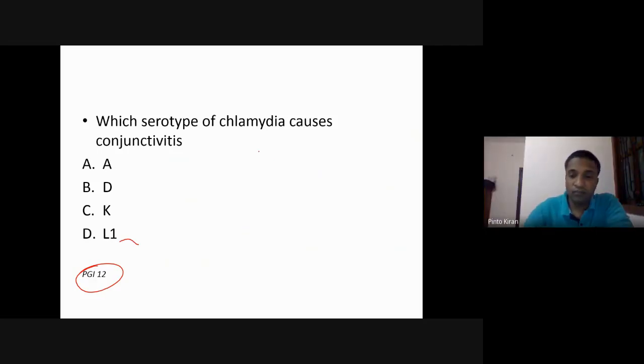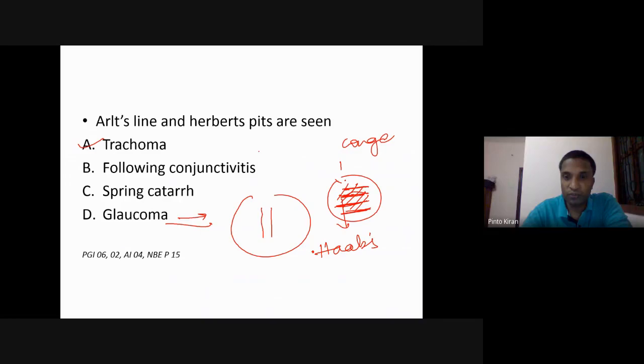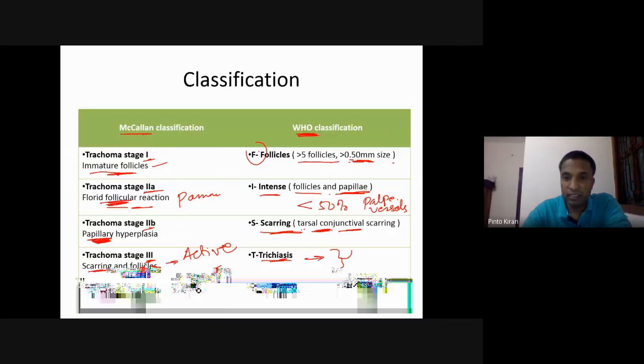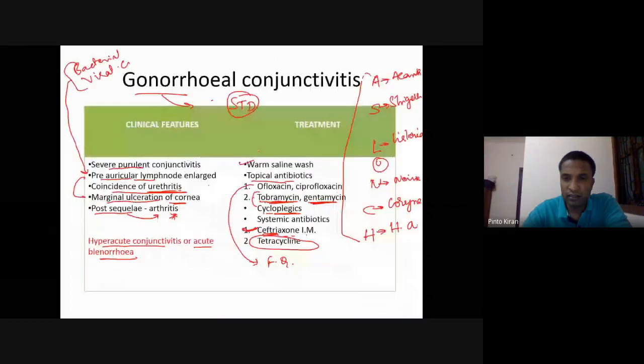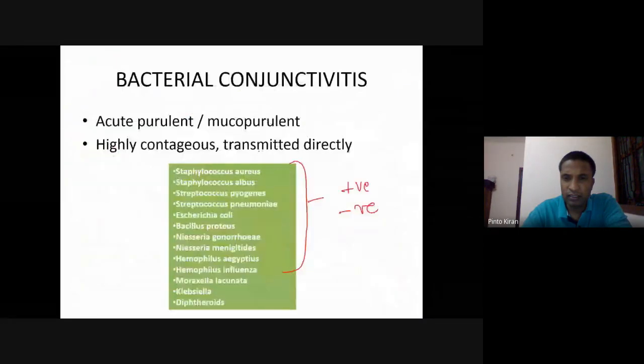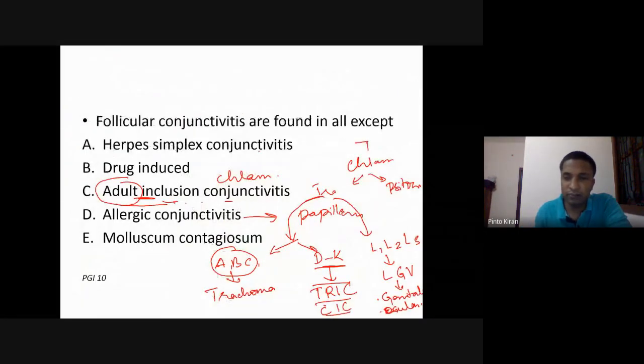If you remember this slide, I will show you. Did you see here? This causes genital as well as ocular infection. Do you remember here? So all the options are correct.